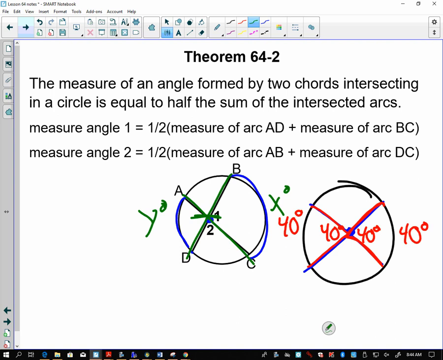Okay? The same thing for 2. If I look at 2 here, its intercepted arc is here and here. So it's going to be AB plus DC divided by 2. Whatever those numbers happen to be.